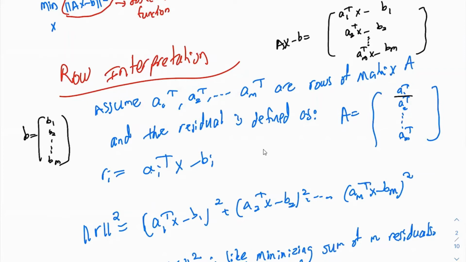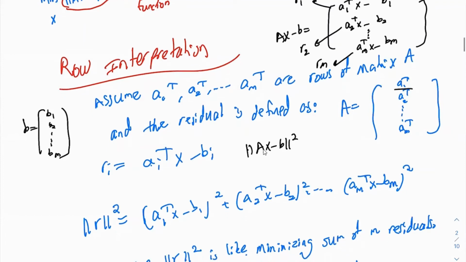So now let's say that each of these ai transpose x minus bi is going to be ri. ri is for residual, right? So each of these, for example, this one is going to be r1, this one is going to be r2, this one is going to be rm. So then what would be the norm square of r? It's going to be the norm square of Ax minus b, right? It's going to be the Euclidean norm.